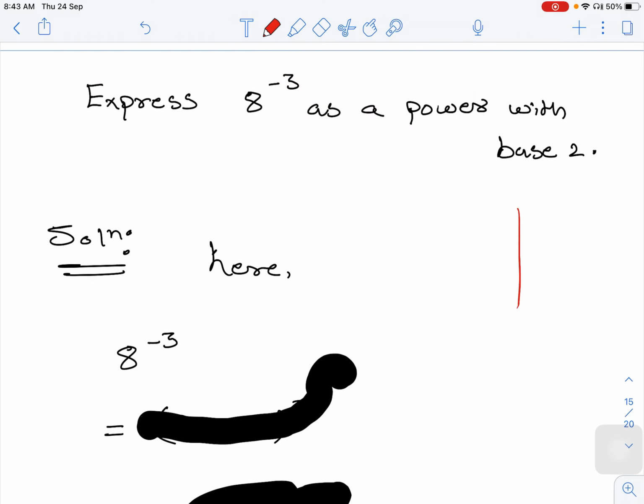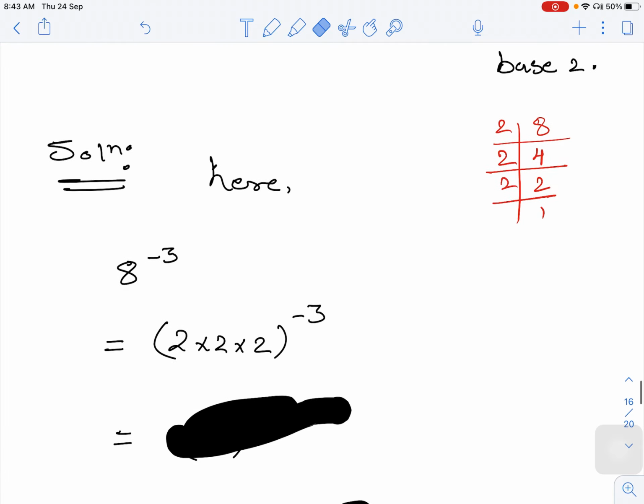okay? So now 8, 2 4s are 2 2s are 2 1s are, okay? So what does it mean? That instead of 8 we can write 2 how many times? 3 times, okay? So now 8 raised to minus 3, only we have made changes in the base. Now 8 can be written as 2 into 2 into 2, from where we have seen it from here, okay? And this power minus 3 will remain as it is, okay?